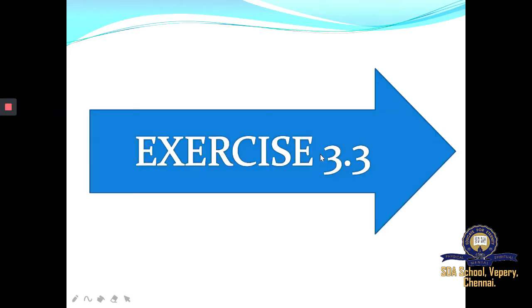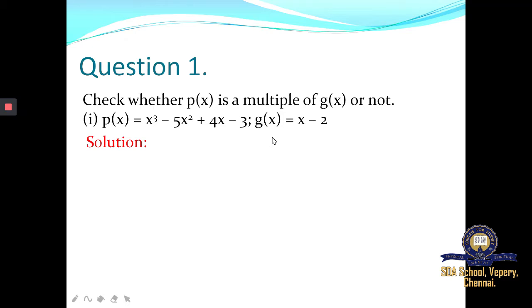Let's work out the exercise sums. Exercise 3.3. Question number 1. Check whether p of x is a multiple of g of x or not. P of x is given to us as well as g of x. How do we proceed? We are supposed to equate this expression to 0. What will we get? x minus 2 equal to 0. We will get x is equal to plus 2.